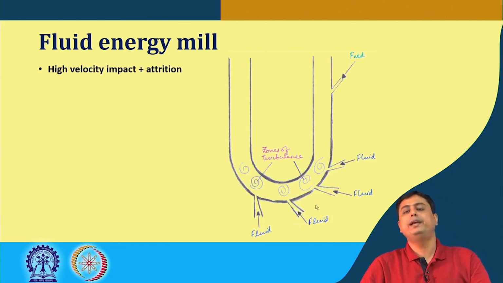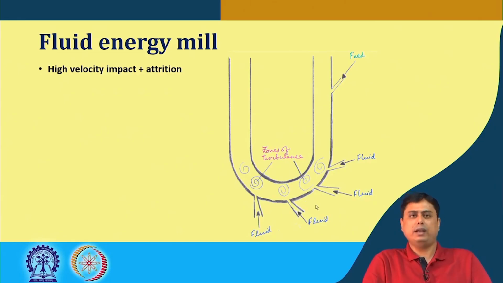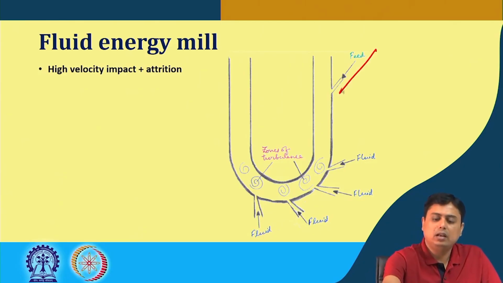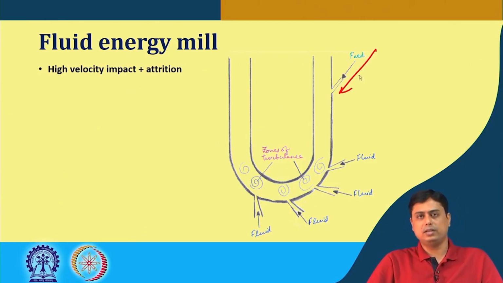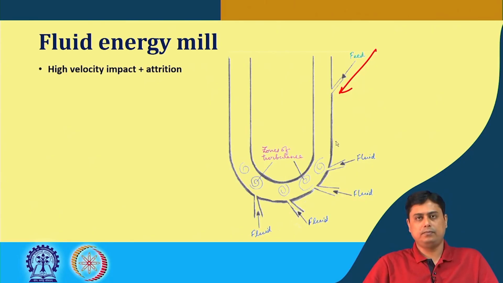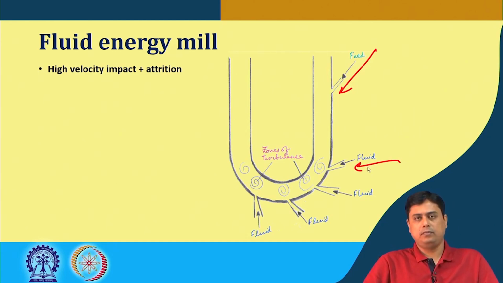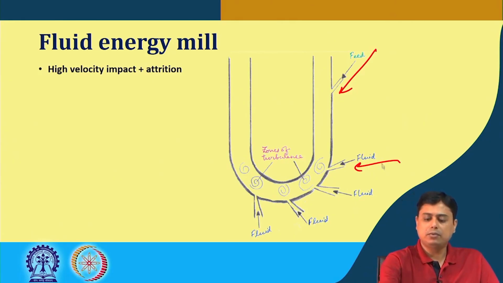In case of a fluid energy mill, here we have very high velocity impact plus attrition. How does it work? The feed comes in, and then it comes with a very high velocity. The fluids are injected at a very high velocity. So, this fluid, or the carrier fluid that also carries the feed, as it comes with a very high velocity, it creates zones of turbulence.